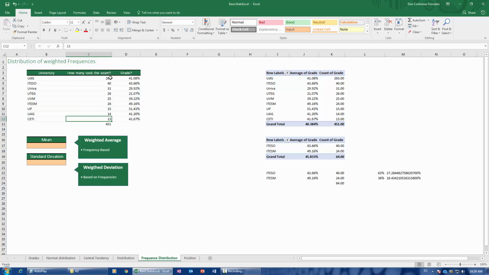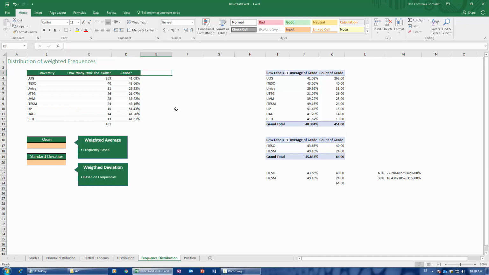We have to weigh that. All right, guys, so how would I go about weighting that? Well, it's actually pretty simple, but there's no formula in Excel to do that. There's two ways around it. You can actually do the math, or you can do pivot tables. I'm going to show you both.